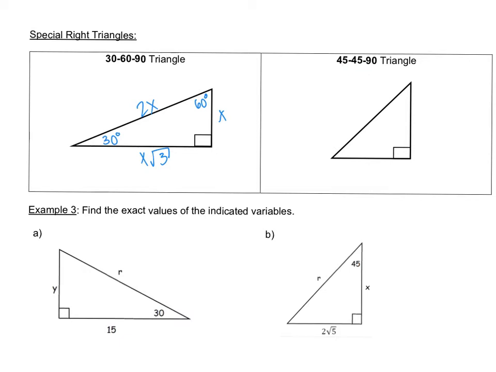For 45, 45, 90 triangles, they're a little bit easier to remember because both of the angles are the same. We also call this an isosceles triangle because if this angle is 45 and the other angle is 45 degrees, that means both of these sides have to be equivalent. So these sides are the same, and then the hypotenuse is the length x square root of 2. Essentially, take your length, whatever length you're given, and multiply it by the square root of 2. And you have your 45, 45, 90 triangle.